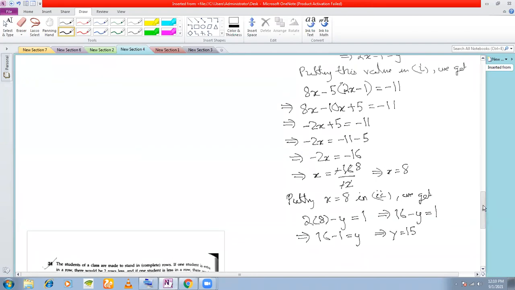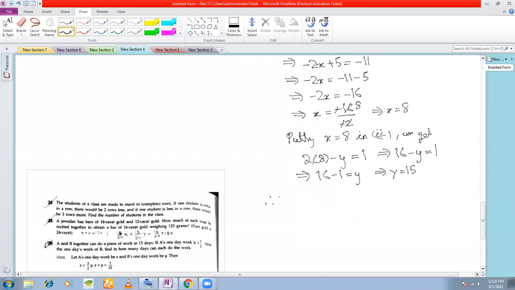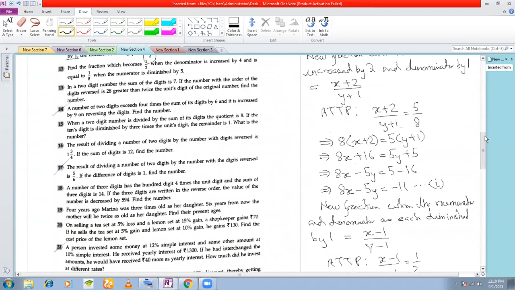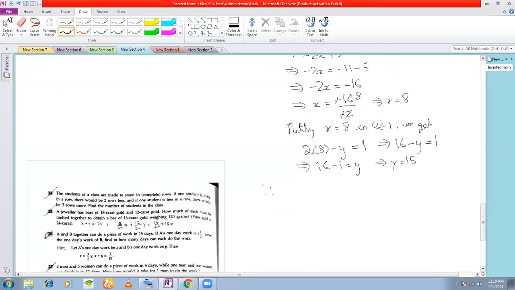Right? So you have got the numerator x and you have got the denominator y of the original fraction. So therefore, what was the original fraction? That is what they had asked. See the question. The question is find the fraction. So what is the original fraction? Hence, original fraction is equal to x by y. The original fraction was 8 by 15.